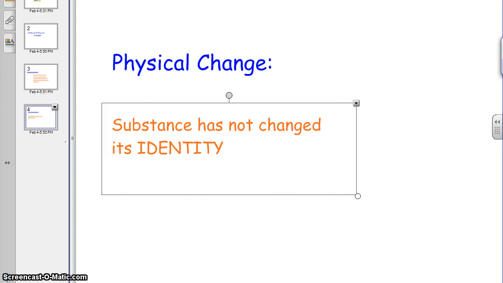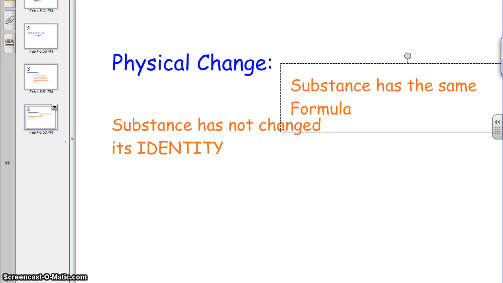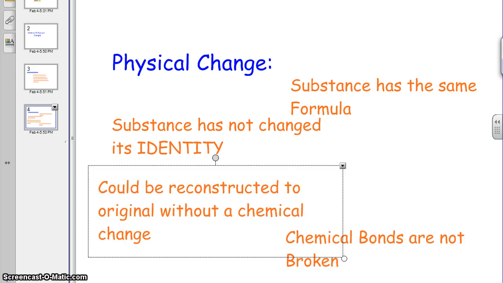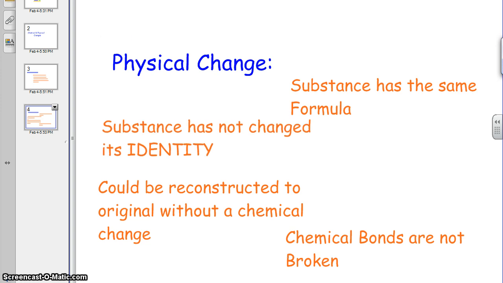Physical change, a substance has not changed its identity. The substance has the same formula as it used to. There are no chemical bonds broken, and it could be reconstructed to the original without a chemical change. So those are, real quickly, some of the basic ideas. So what are we talking about here?